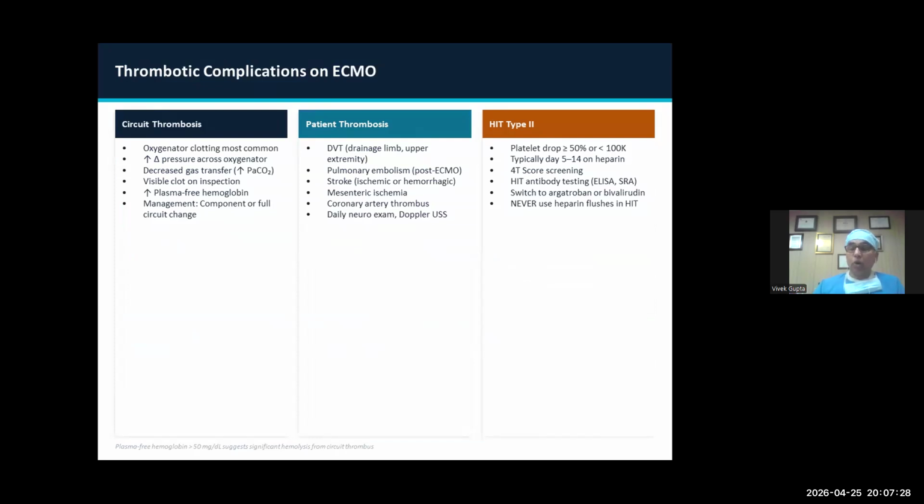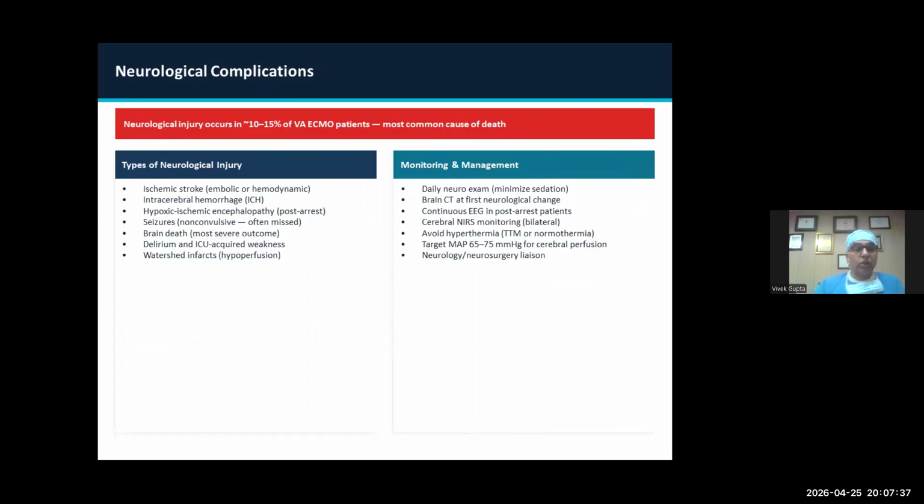Even in patients, thrombosis can happen if the heparin management is not good, or sometimes the patient develops a HIT type 2, and those patients can have this thrombotic complication.